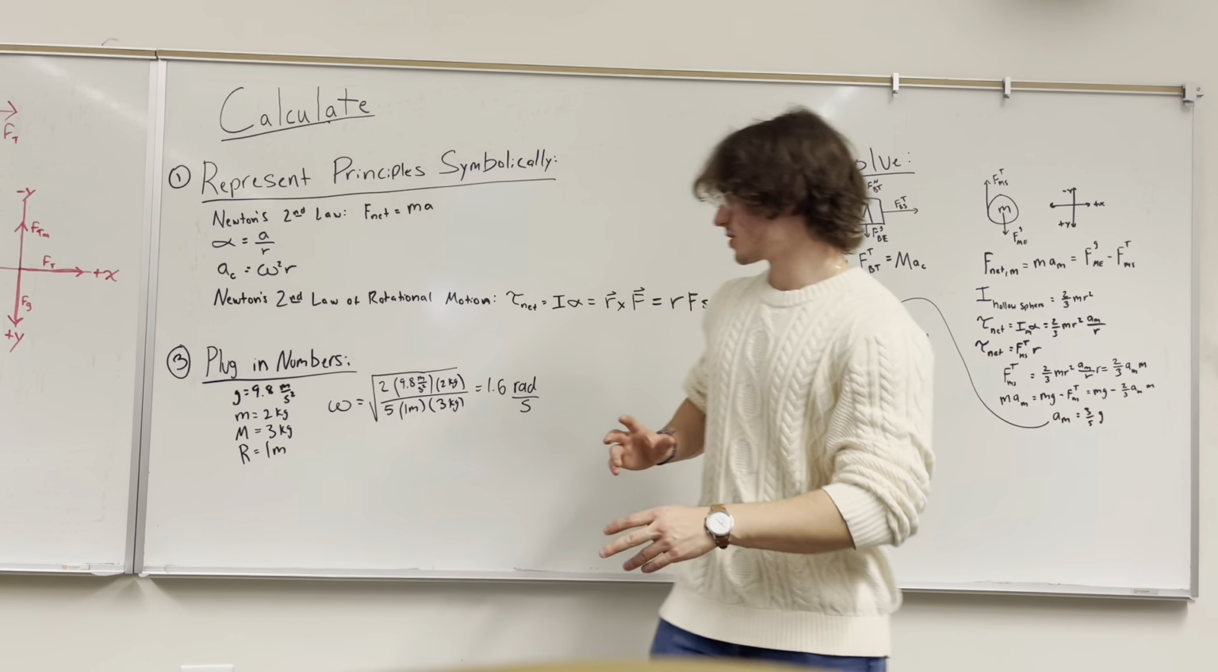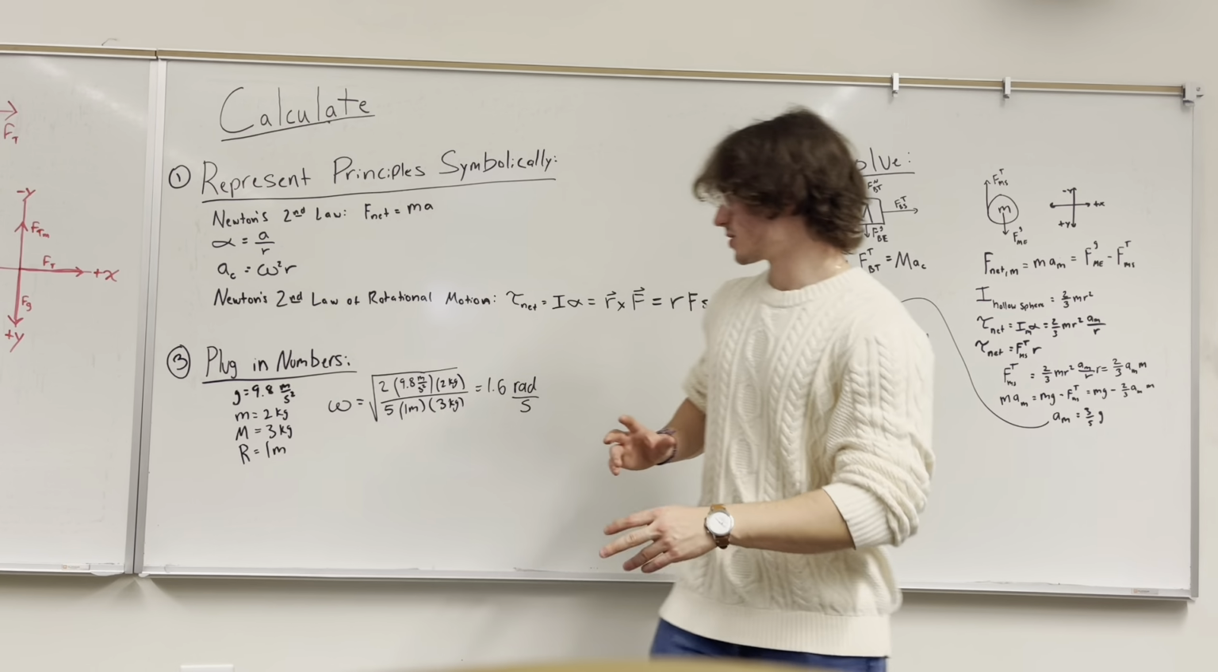Now we can plug in some numbers. We were not given any for this situation, so we picked some. Gravity is 9.8 because we assume we are on Earth. Little m, we decided would be 2 kilograms, big M 3 kilograms, and R is 1 meter. Plugging in gives us an angular velocity of 1.6 radians per second.